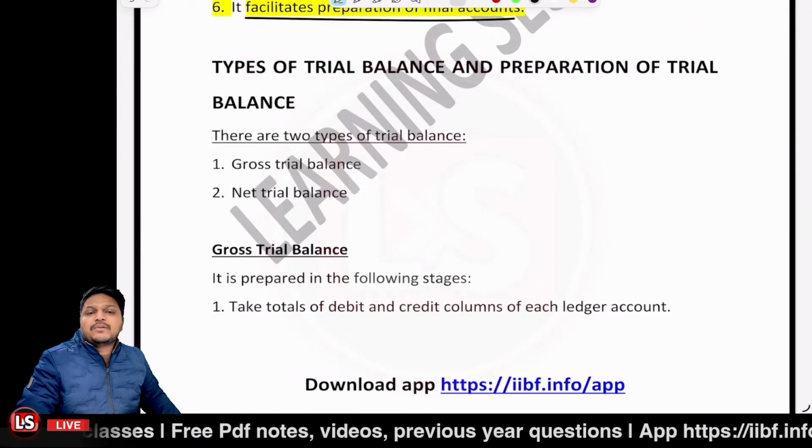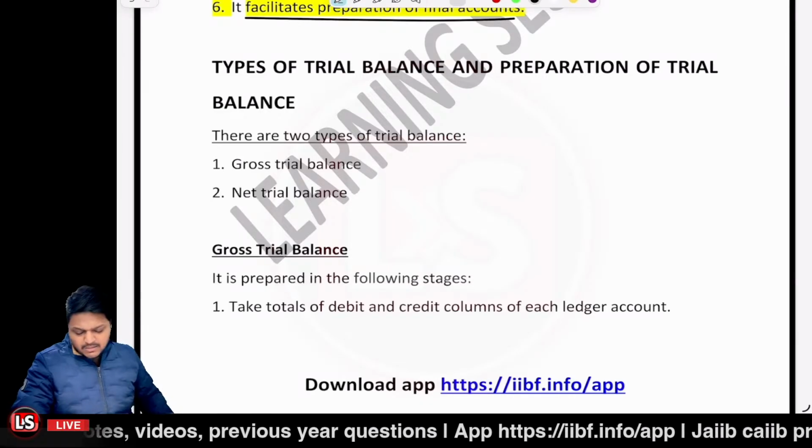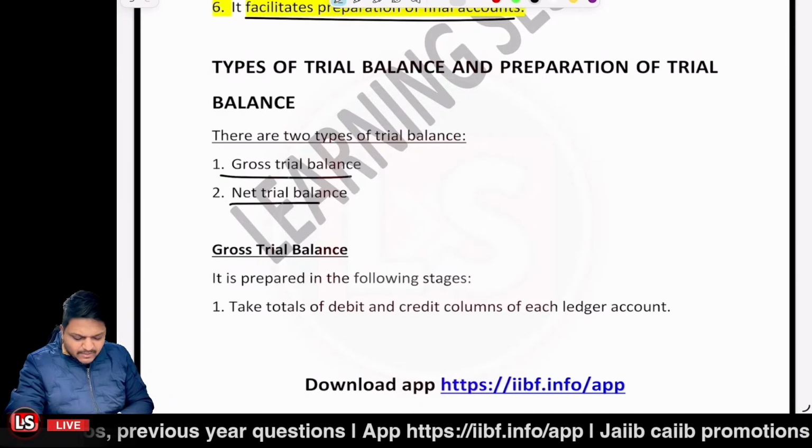Now let's have a look at the types of the trial balance. There are two types of the trial balance. One is the gross trial balance. The other one is the net trial balance.